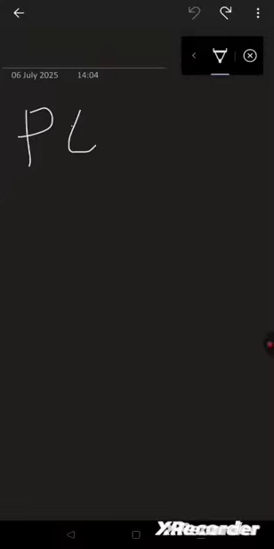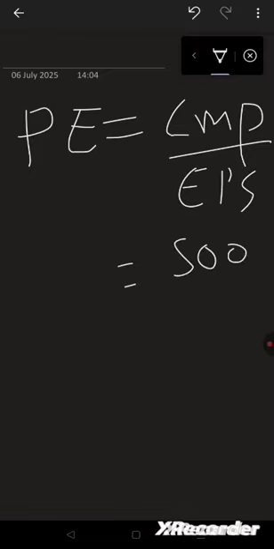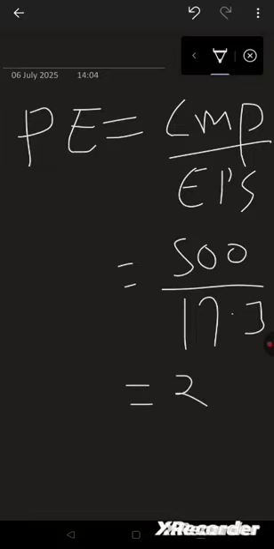So what is the PE ratio? PE ratio is basically the current market price divided by earnings per share. As we just saw, for KPL the current market price is 500 and earnings per share is around 17.3. If you divide 500 by 17.3, you will find it is coming out around 29.